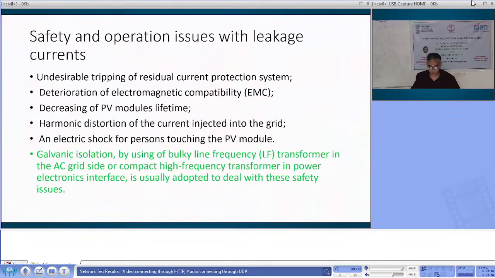Then safety and operation issues with the leakage current: undesirable tripping of the residual current protection system, deterioration of electromagnetic compatibility, decreasing PV module lifetime, harmonic distortion of the current injected into the grid, and electric shock for a person touching the PV panel. So having galvanic connections, we can remove this issue.